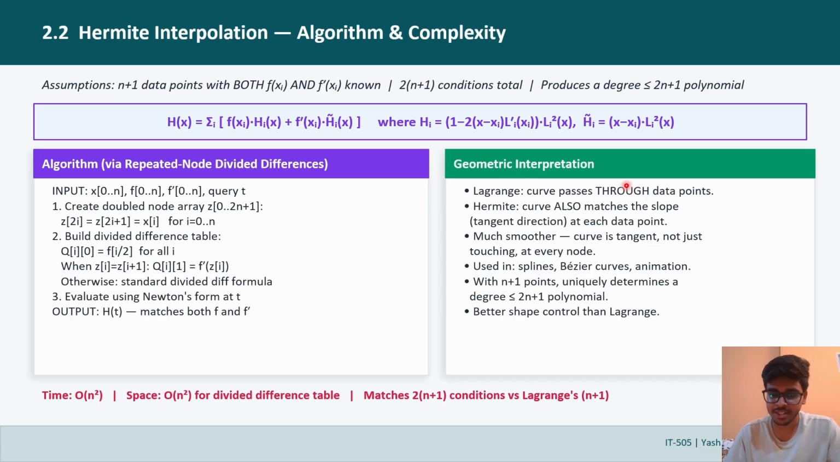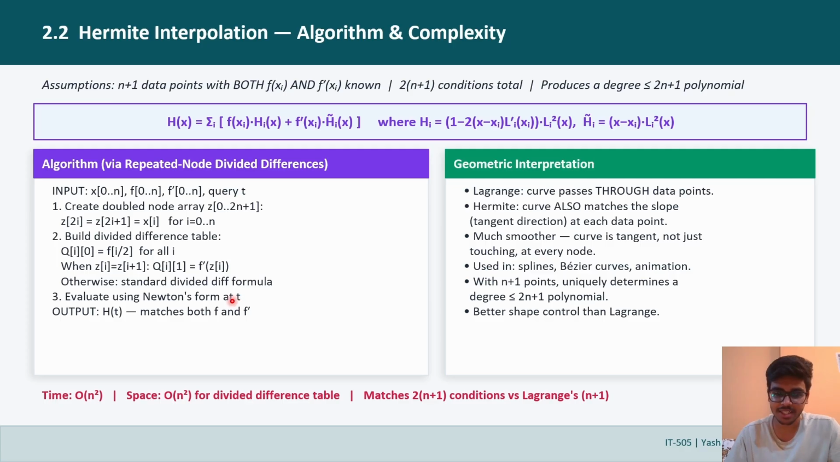Geometric interpretation: Lagrange interpolation passes through all the data points. Hermite interpolation additionally matches the slope, the tangent direction, at each data point. So the curve is not just touching the data, it is tangent to the correct direction at every node. This is used extensively in computer graphics, animation, and spline-based curves where smoothness is critical.